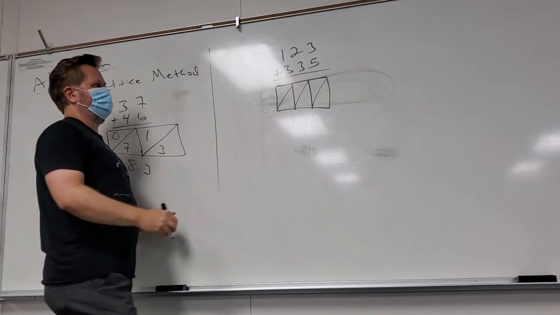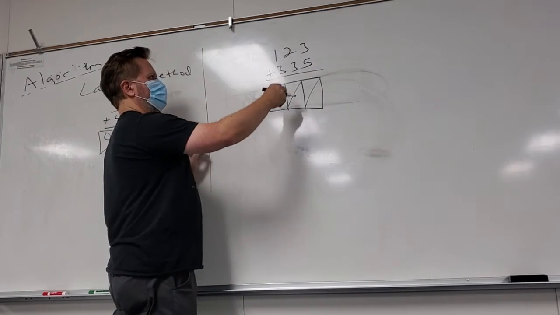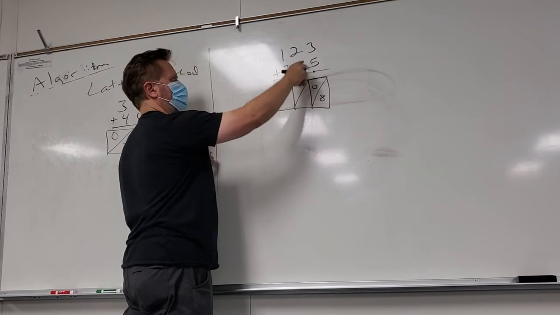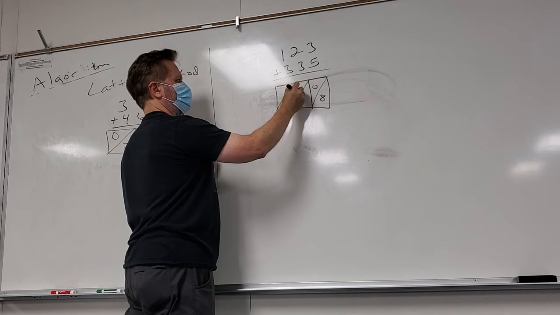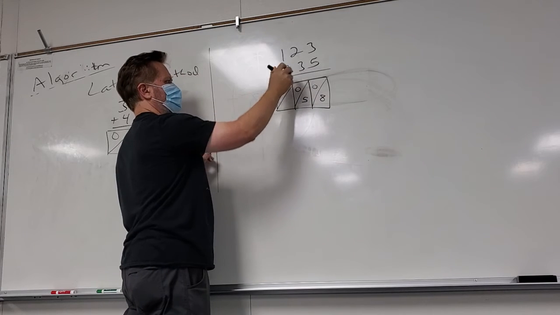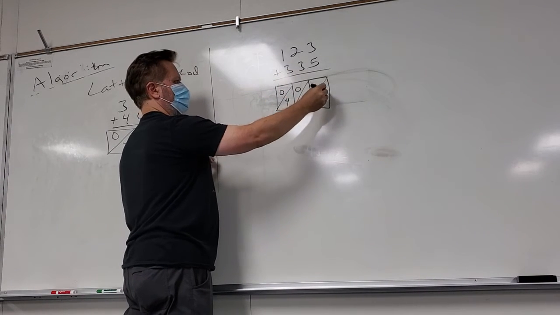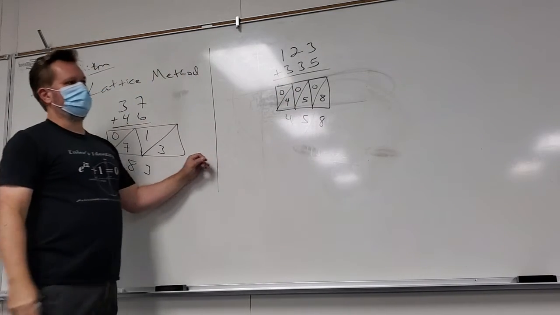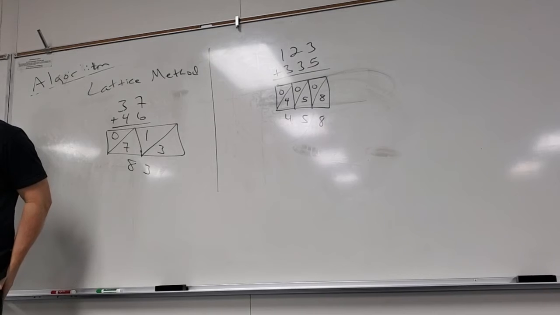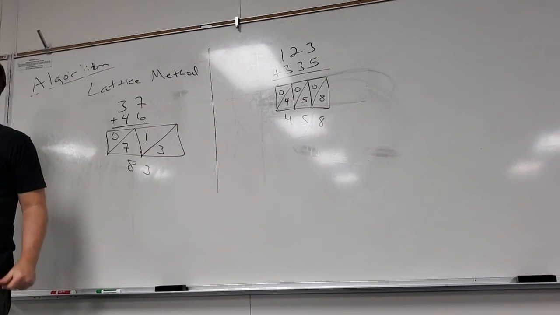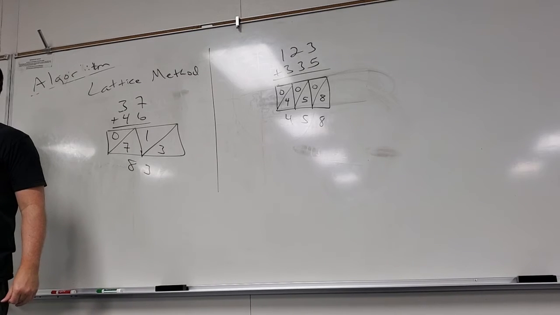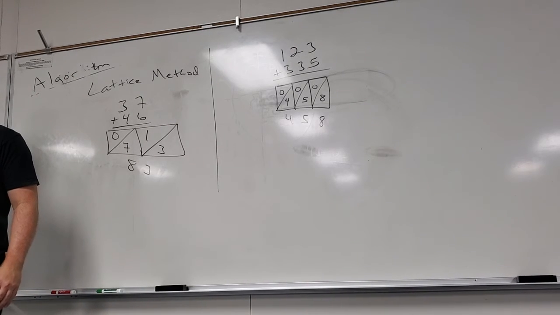This one's kind of boring, right? 3 plus 5 is 8, so 0, 8. 2 plus 3 is 5, 0, 5. 1 plus 3 is 0, 4. So then 8, 5, 4. Let's try one more, and of course this time I've got to make it worse. Everybody okay? I think I added too many blocks.